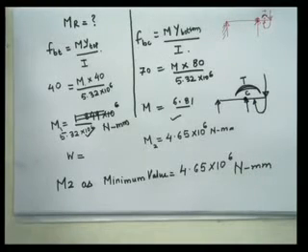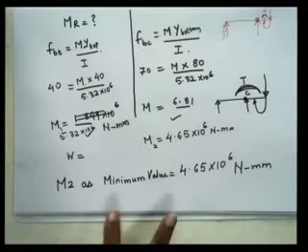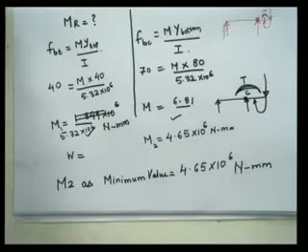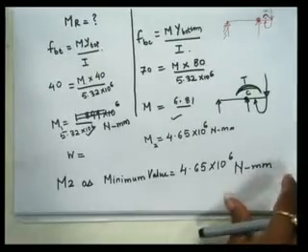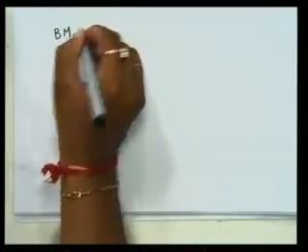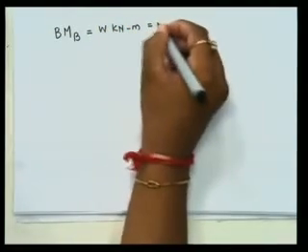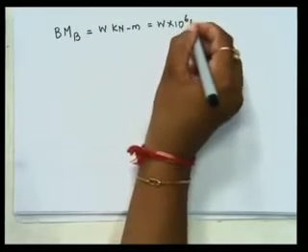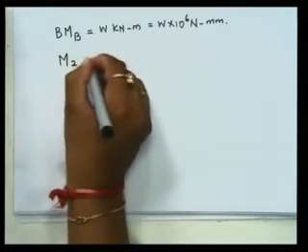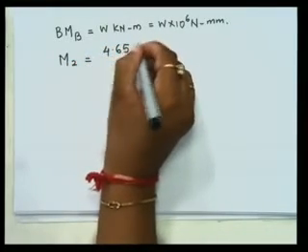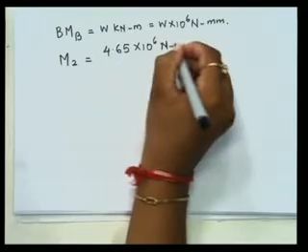Okay, now I am interested in finding out the value of W. So I can equate this M2 with the bending moment I have calculated at point C. So what is the bending moment I have calculated? That is the bending moment at point B, which I have calculated as W kilonewton meters, that is W into 10 to the power 6 Newton mm. And the moment of resistance minimum we have obtained as 4.65 into 10 to the power 6 Newton mm.